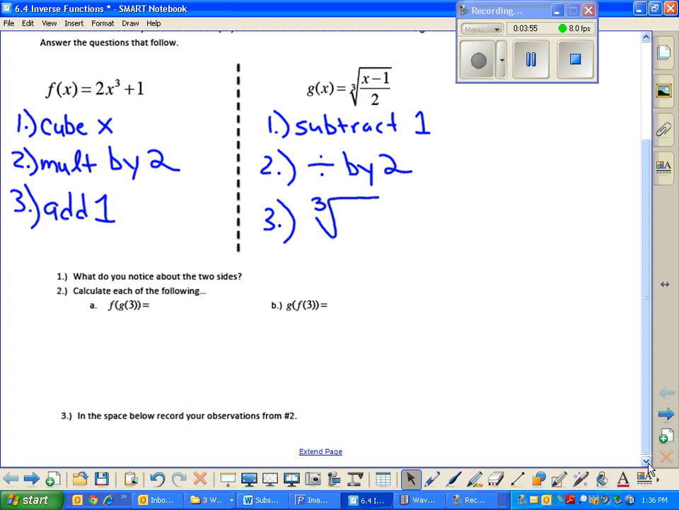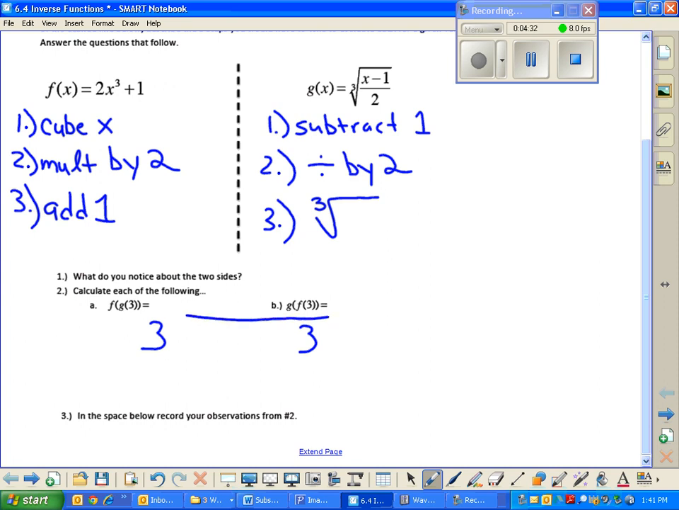And then there is a question sort of buried down below there. After you evaluate f of g of 3 and g of f of 3, I want you to just talk about your observations from number 2. So go ahead. Okay, what did you notice? Yeah, okay, the first thing you said was the more important of the two things. When you evaluated f of g of 3, you got 3. When you evaluated g of f of 3, you got 3. What's important about this isn't that you inputted 3 into both. It's that the answers were the same.